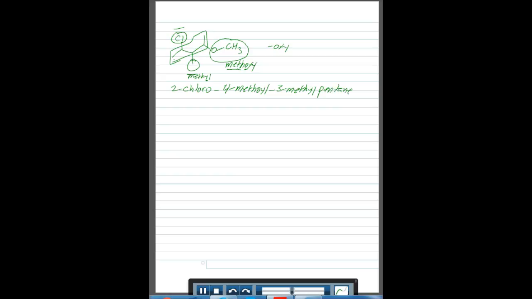Now you'll always have at least one simple group on your ether, and then the other one might be a little bit more complicated to actually name. And in that case, this is the substituent.